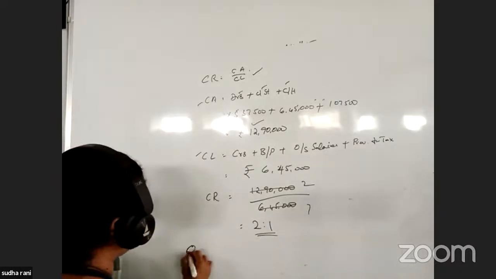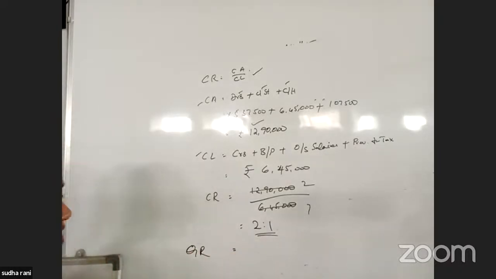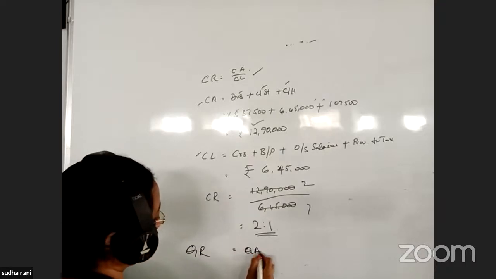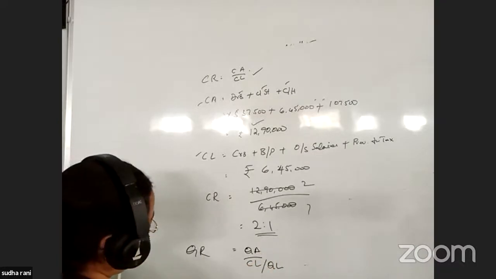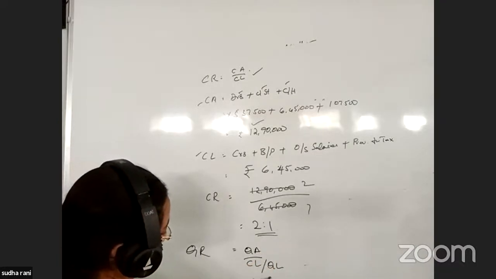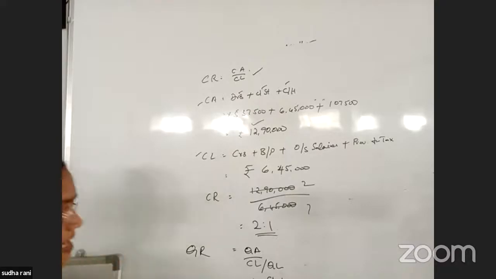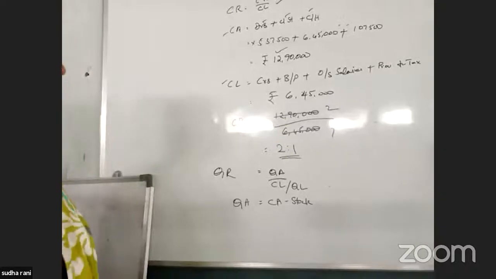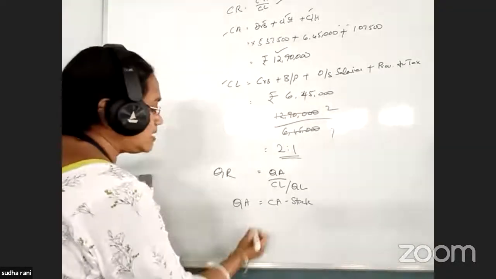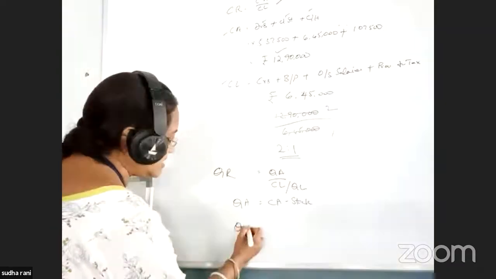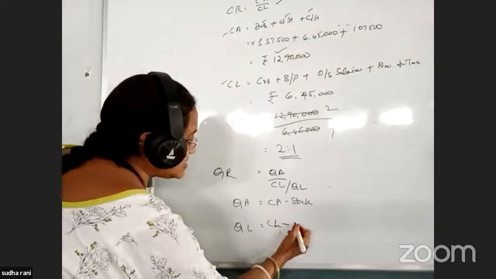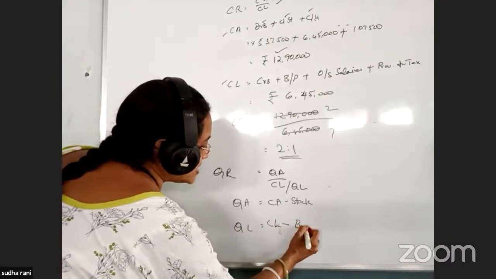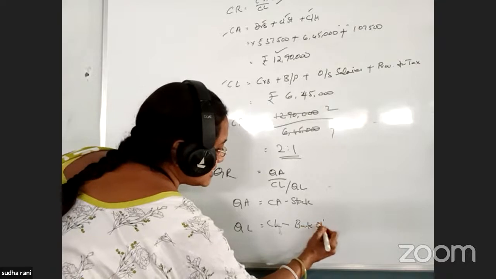The next one is the quick ratio. How do we get the quick ratio? Quick assets by current liabilities or quick liabilities. How do you get quick assets? Current assets minus stock or inventory. If you do that, you will get quick assets. Now, quick liabilities, how do you get them? Current liabilities minus bank overdraft, in case it is there.